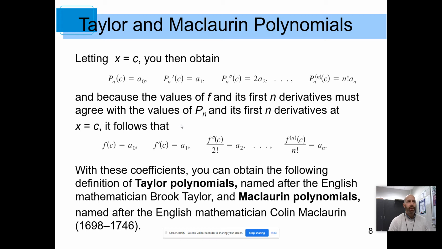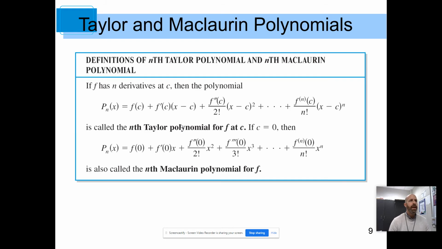F of c will equal a sub 0. F prime of c will equal a sub 1. F double prime of c divided by 2 factorial would be a sub 2, etc. With these coefficients, you can obtain the following definition of a Taylor polynomial, named after a mathematician by the name of Brook Taylor, and a Maclaurin polynomial. By the way, the difference between a Taylor and a Maclaurin is that a Maclaurin always has a center of 0. You may want to add that to your notes. And here are our definitions.